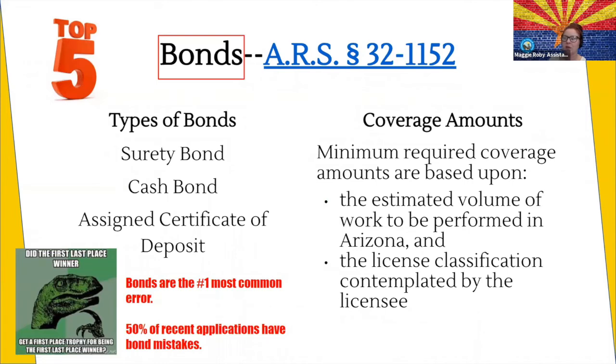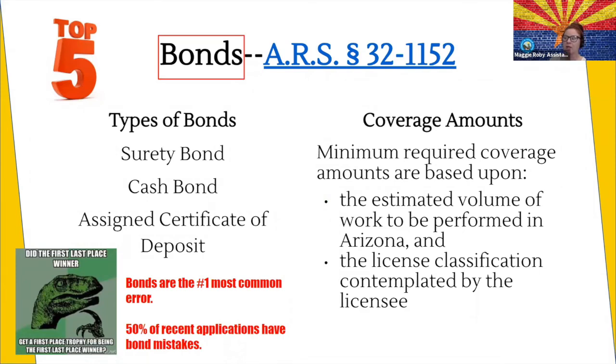So our most common bond that we see is a surety bond. You can acquire a surety bond from any company that is licensed to offer surety products in Arizona. You can also submit a cash bond. With a cash bond, you would have to submit the full amount by cash, money order, or cashier's check to the registrar. You can also get a certificate of deposit that you can submit as well.